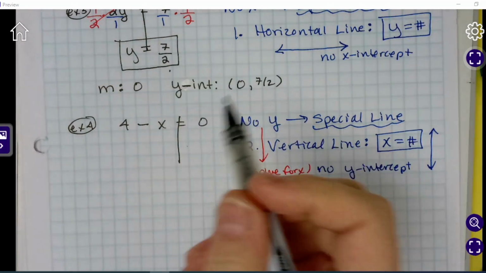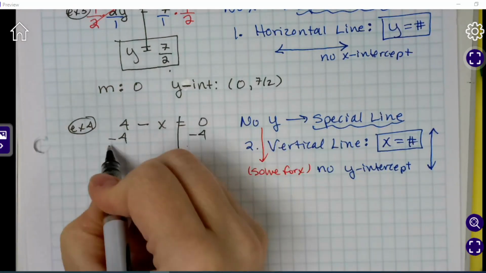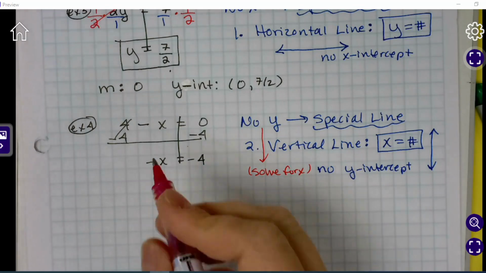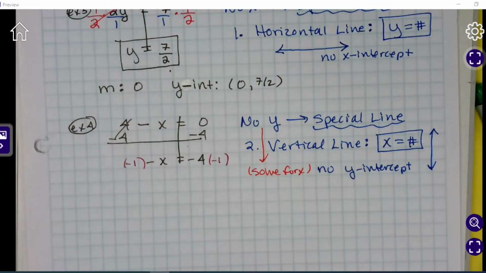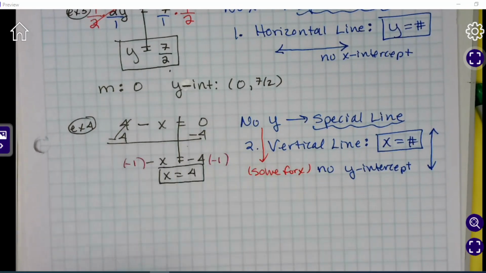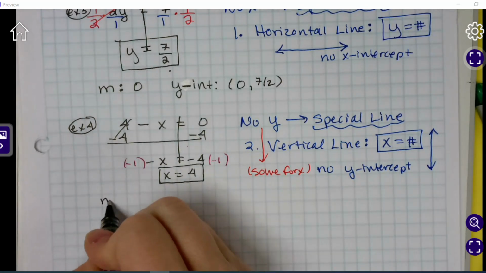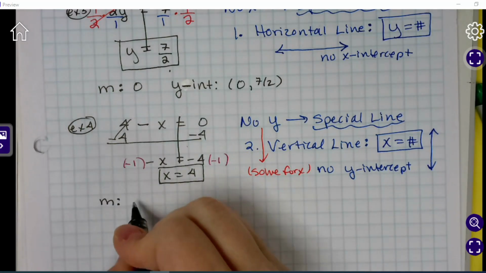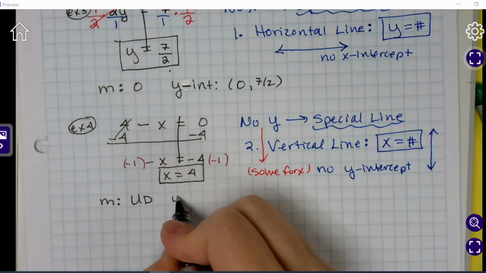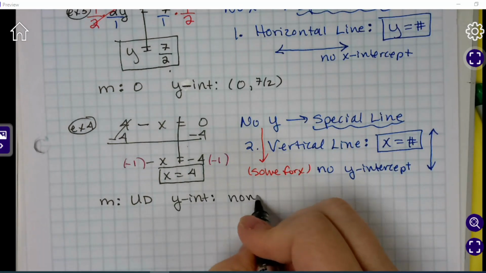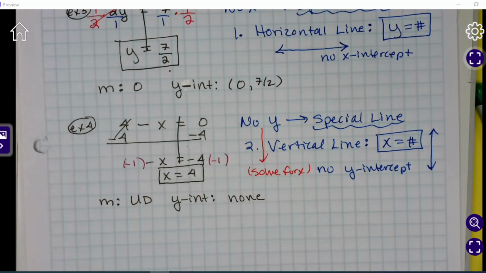So let's do that. I'm going to subtract 4 over to the right. Negative x equals negative 4. To get the negative off the x, you multiply both sides by negative 1. A negative times a negative is a positive, and I get x equals 4. That is the equation of my vertical line. So again, pulling from what we did yesterday, once you recognize this vertical line, the slope is undefined. And because it is a vertical line, there is no y-intercept, so your answer to that would be none. Because it goes up and down, it does not cross the y-axis.